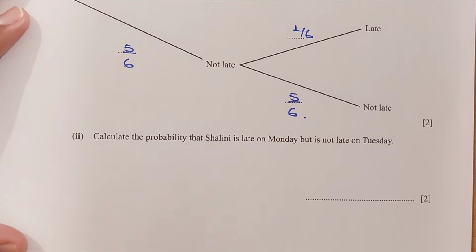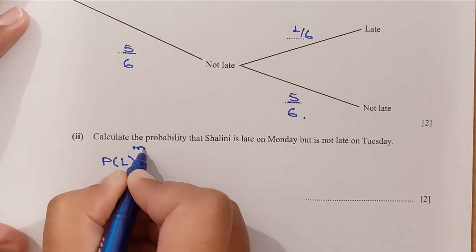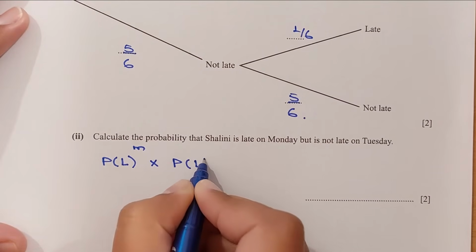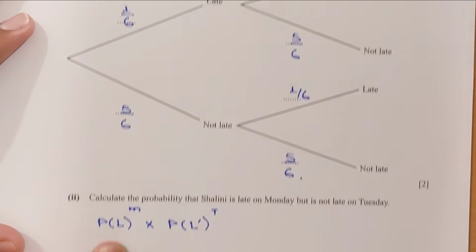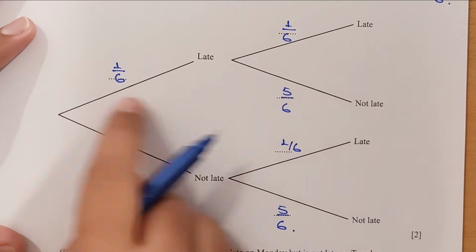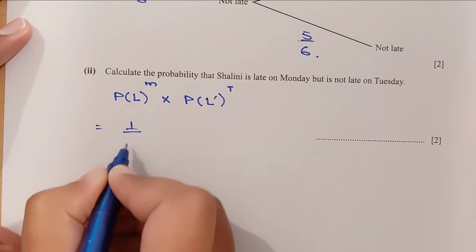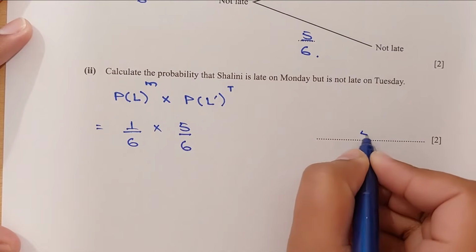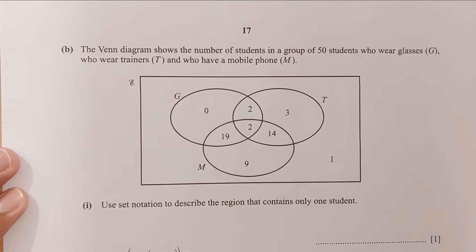Now for the second part, calculate the probability that she is late on Monday but is not late on Tuesday. So probability of late on Monday times probability of not late on Tuesday, right? So for Monday late and Tuesday not late, it is just a product. 1 by 6 times 5 by 6. 1 times 5 is 5, 6 times 6 is 36. So 5 out of 36 is the probability.